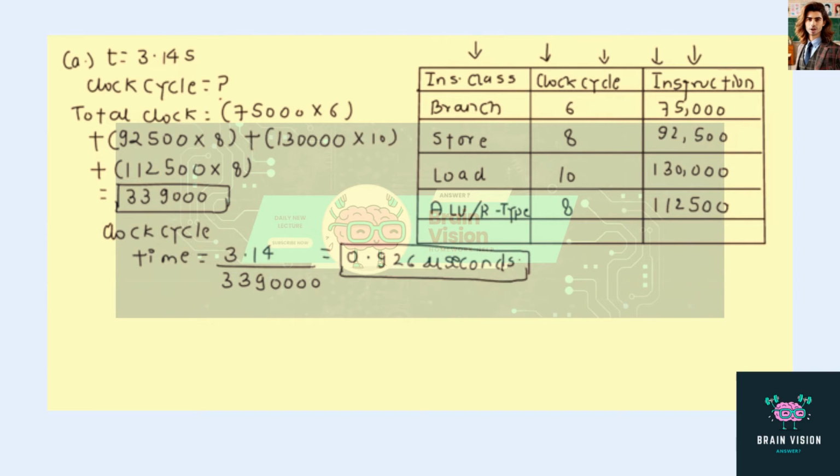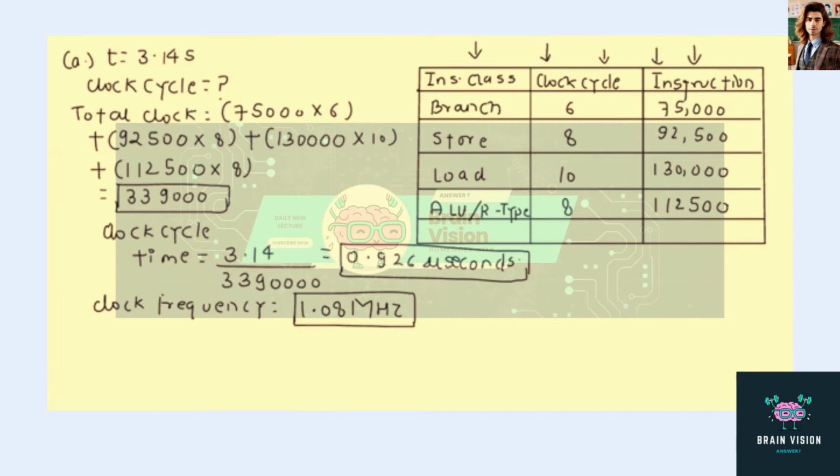And in the next question, we have been asked to find the clock frequency. So the clock frequency will be 1 over clock time. So it is 1.08 megahertz. So this is the required clock frequency. Now let's move to the next part.